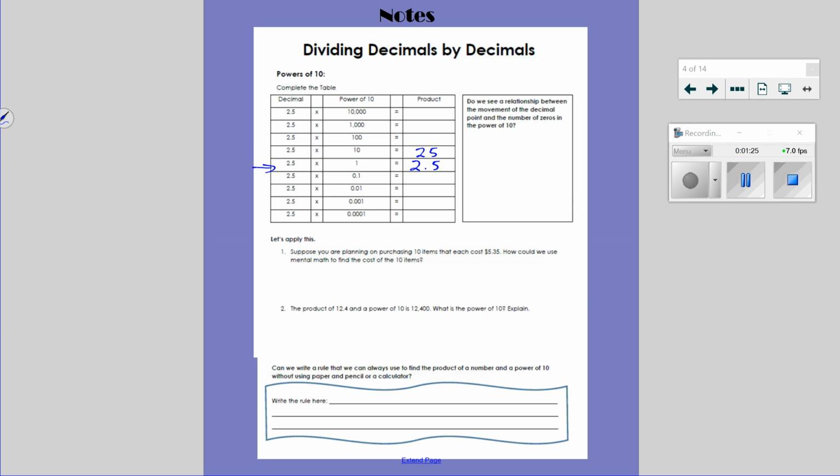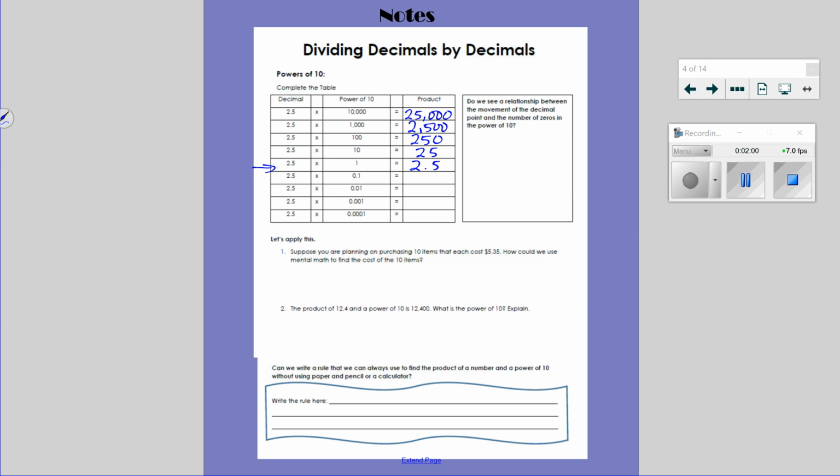Now we go to our next line. 2 5/10 times 100. What's that going to be? 250. I go to the next line. 2 5/10 times 1,000. 2,500. Then 2 5/10 times 10,000. Okay. So we've gone all the way to the top of our chart.